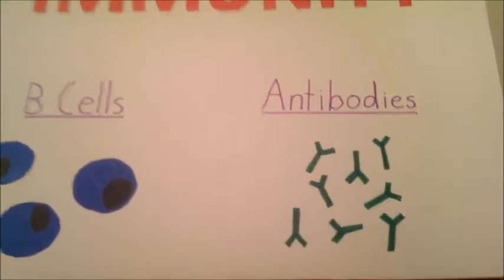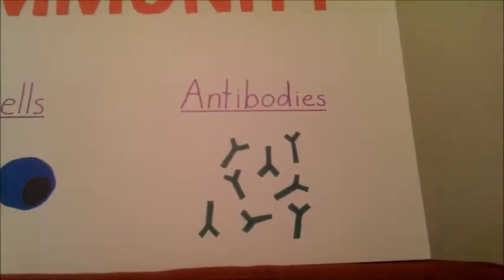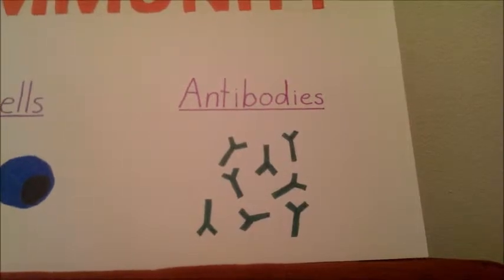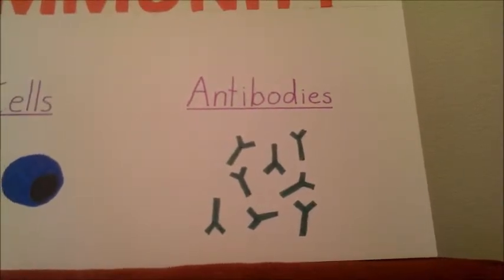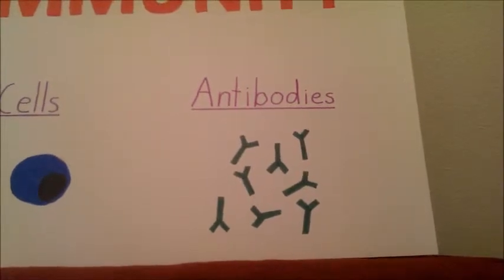B cells function to make antibodies against specific antigens. Antibodies bind to an antigen at the surface of the invading cell, and in doing so they present the foreign cell to other immune cells to engulf or destroy them. We will discuss more about this later.